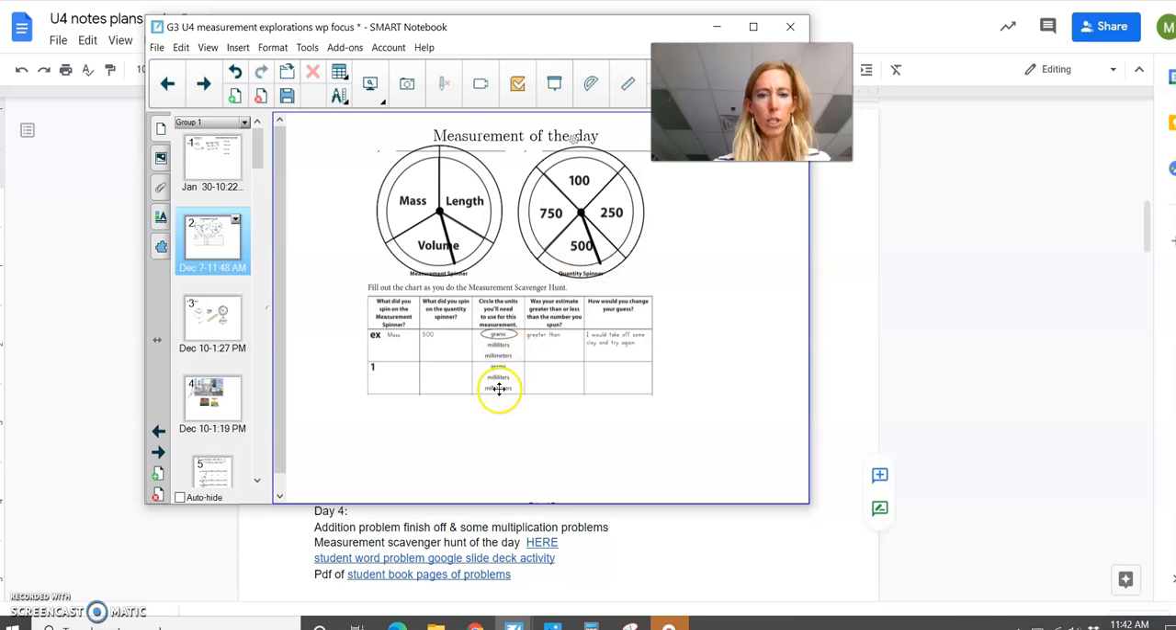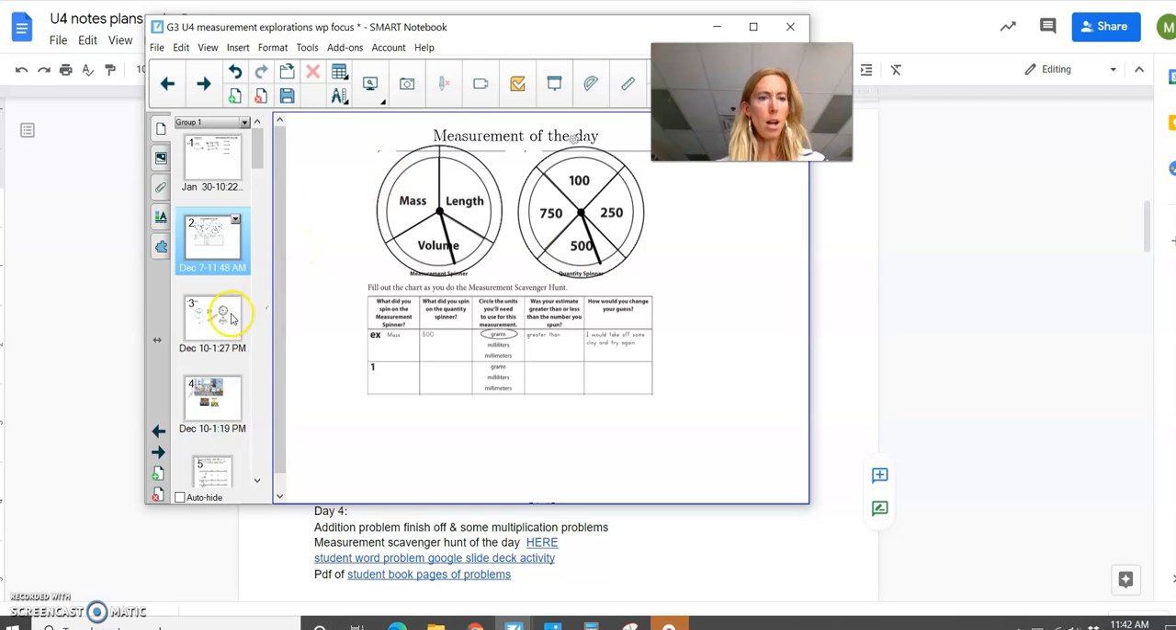Volume, and now we're going milliliters. So now you should have some different glasses or cups next to your sink, and then, okay, you guys, which one do you think is going to be closest to 500 milliliters? So it's something like that.